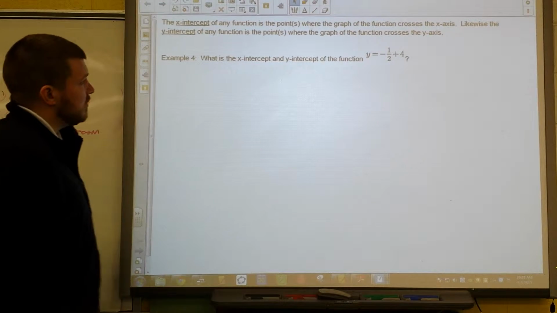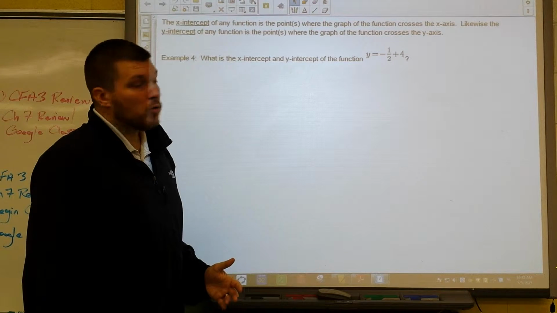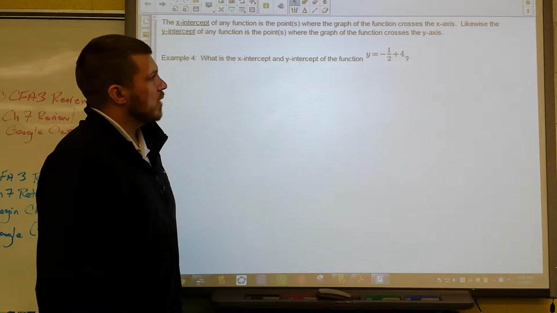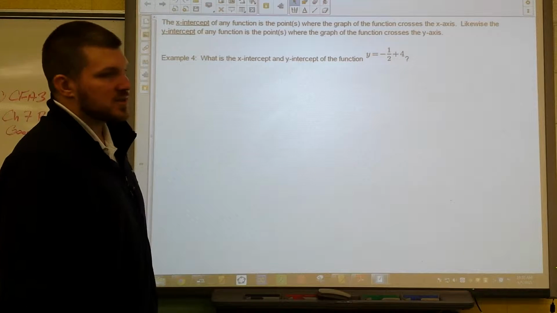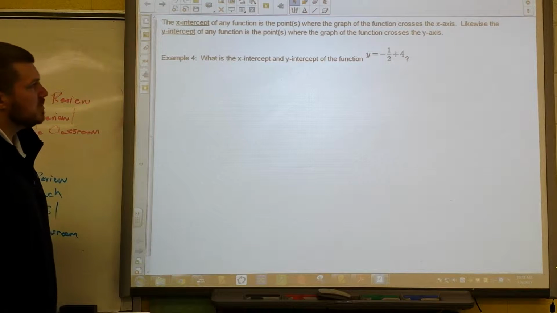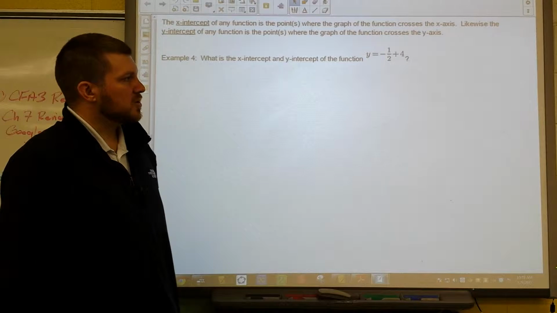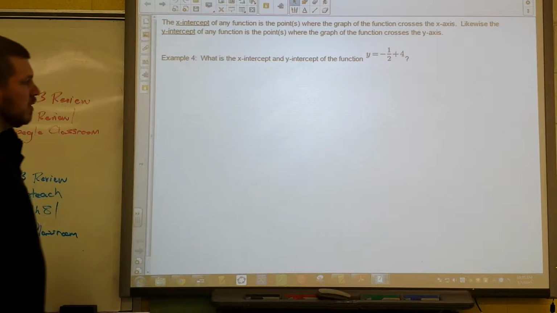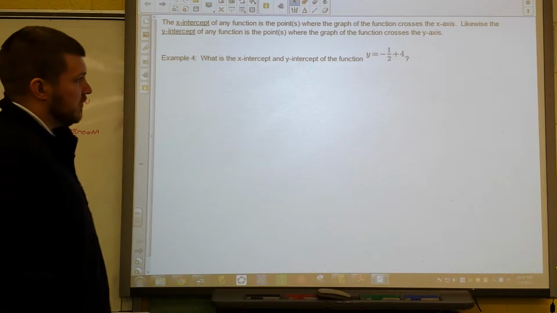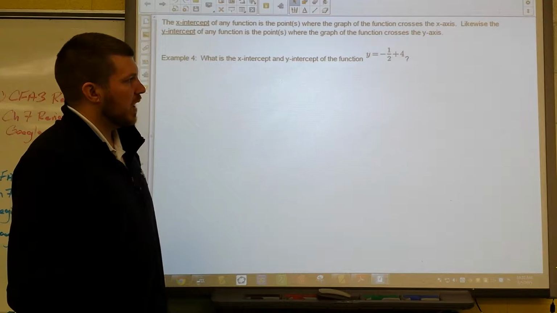So the x-intercept of any function is the point or points, could be more than one, where the graph of the function crosses the x-axis. Likewise, for the y-intercept of any function, there could be more than one, and it's where the graph crosses the y-axis.